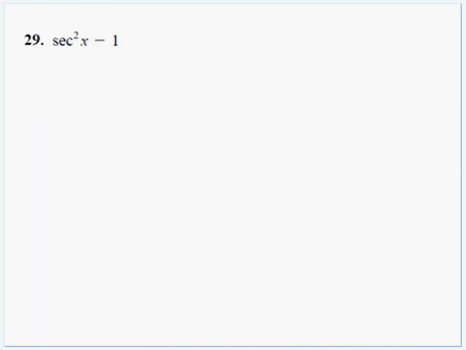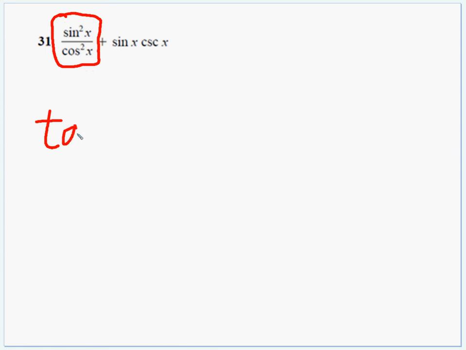Secant squared minus 1. We can just go right to the Pythagorean identities for that. That's equal to tan squared x. So that was just a Pythagorean. Let's see here, they gave us this as sine squared over cos squared. Well, that's going to be a tan squared.